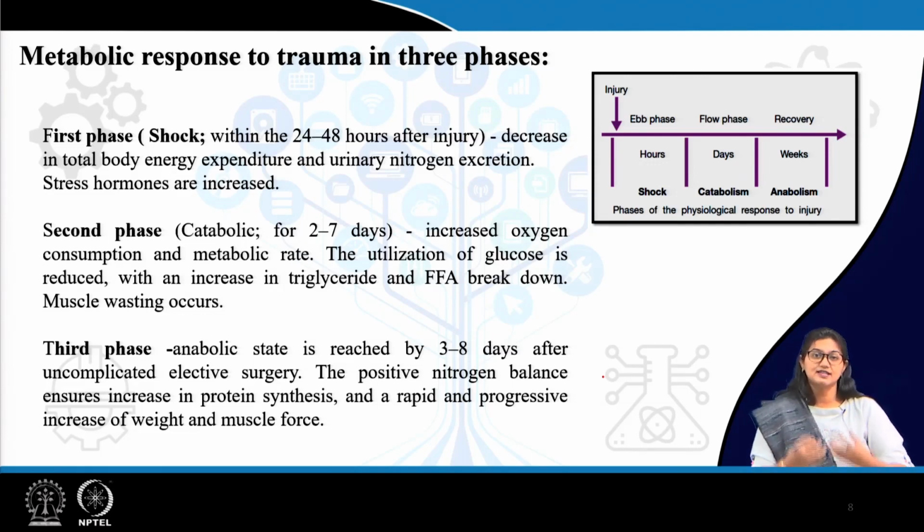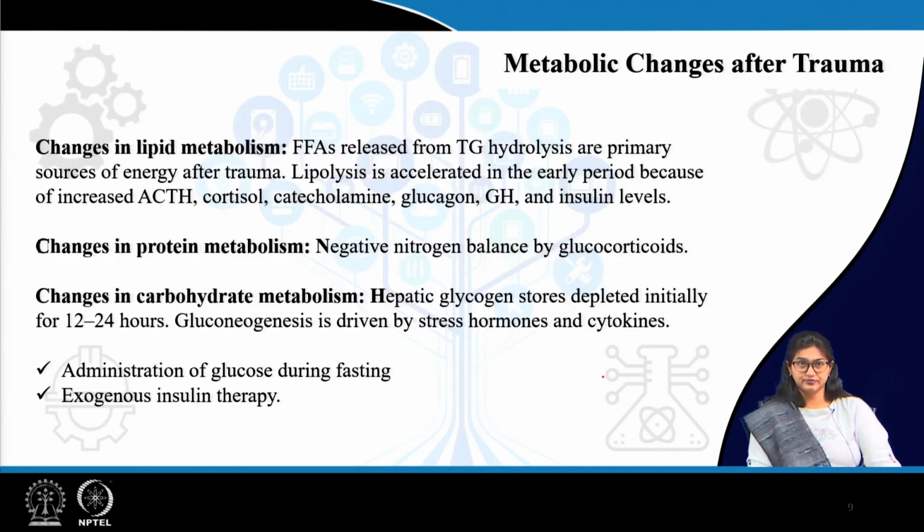In the third phase, the body is at its recovery phase. So, there is an anabolic state which occurs 3 to 8 days after an uncomplicated surgery. There the body starts to restore whatever has been disorganized. So, there will be positive nitrogen balance because protein synthesis is increased, and the weight which had been reduced, the restoration of body weight and muscles will be there. So, these are the 3 phases of trauma. These are the metabolic changes I have already discussed.